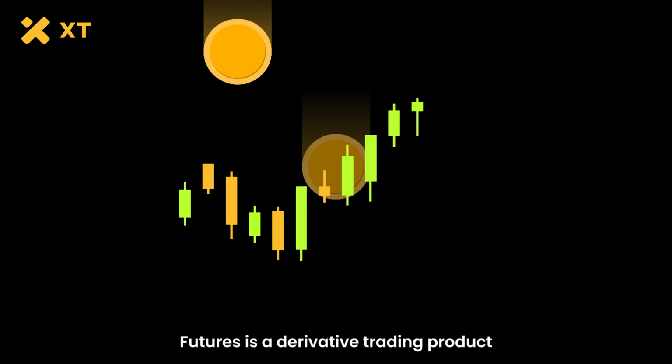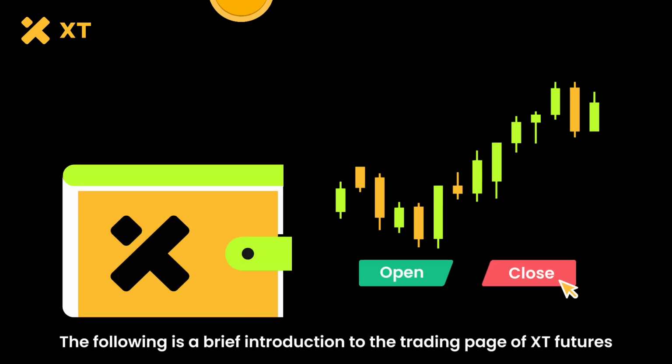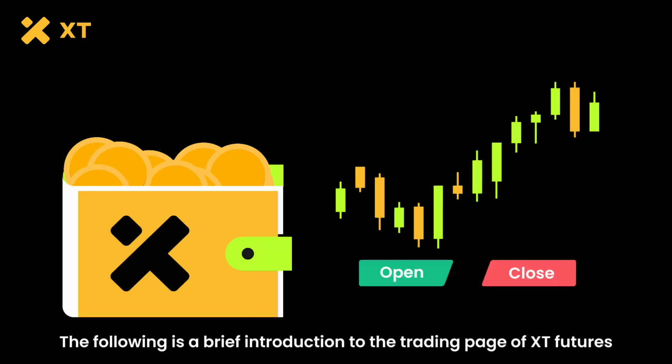Futures is a derivative trading product that can hedge risks and expand returns by using leverage. The following is a brief introduction to the trading page of XT Futures.